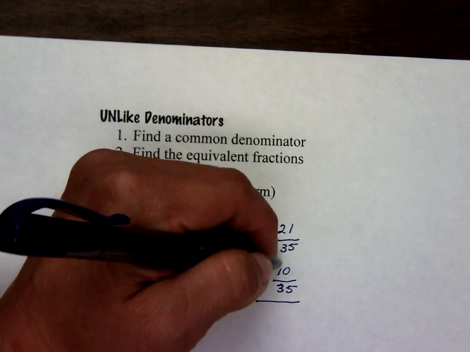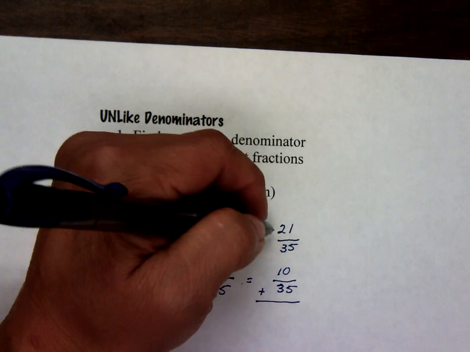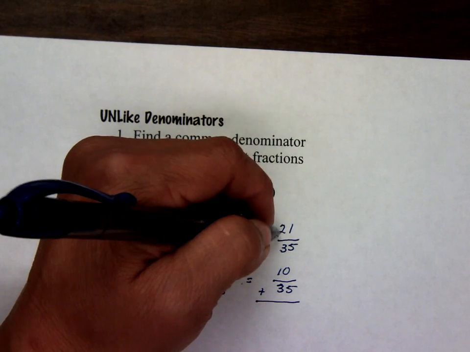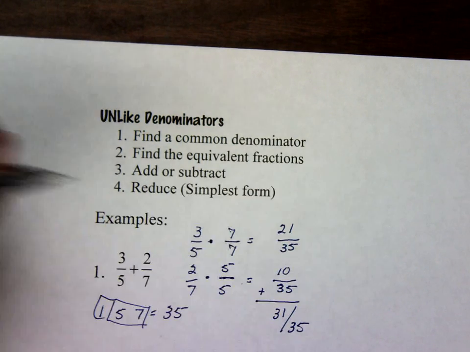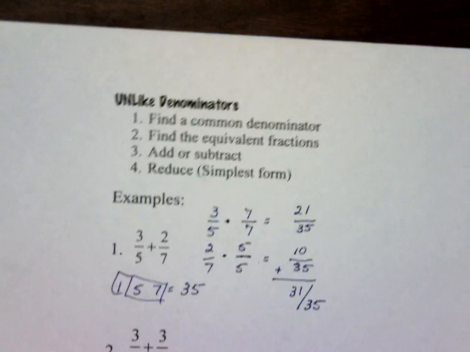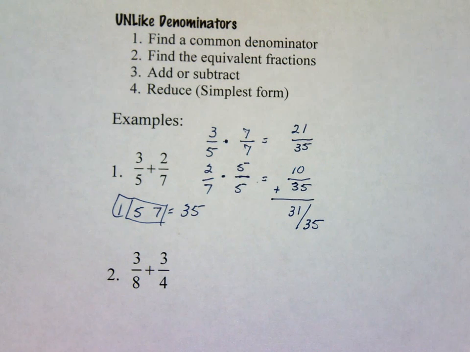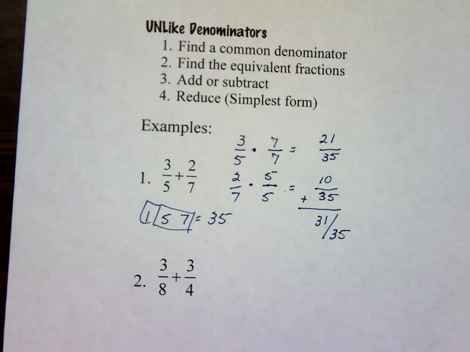Now that your denominator is the same, it's just like your like denominators. You're going to add your numerators. 21 plus 10 is 31, and your denominator stays the same, which is 35. So try 2 on your own. When you're ready, go ahead and push play.